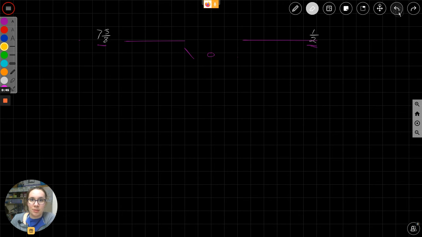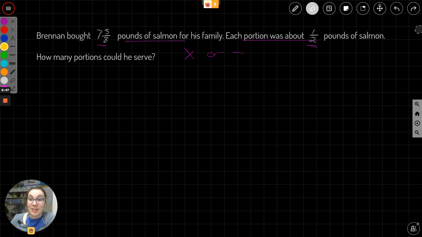Whoops. Let's not delete the entire problem. Cool. All right, let's do division. It's going to be 7 3/8 divided by 1/2.